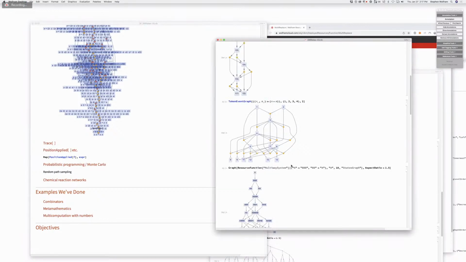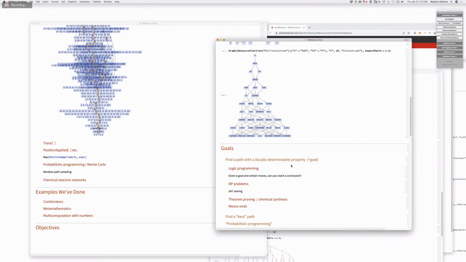Okay, so we've also got examples that we've done so far, of which the combinators work is one example where this has been studied decently. The metamathematics thing is another example where we're studying this in some detail and really making use of all of these things. I've also got these things like multicomputation with numbers, where I looked at this. Anyway, so that's a bit of an introduction. What are we trying to achieve? Oh, here we've also got some comments.